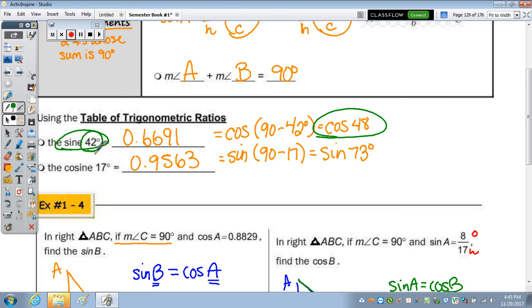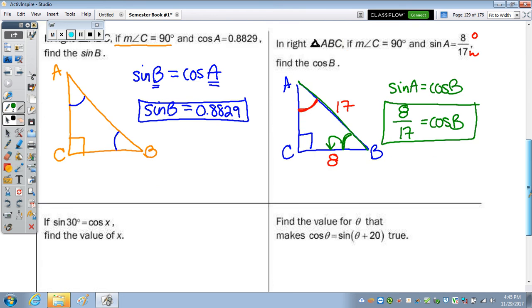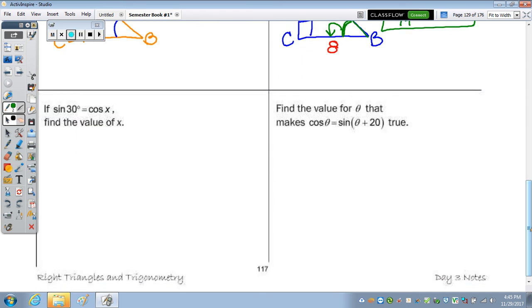So down here, if it says the sine of an angle is equal to the cosine of another angle, you know that these two angles are complementary. So x plus 30 equals 90, subtract, and x is equal to 60 degrees.